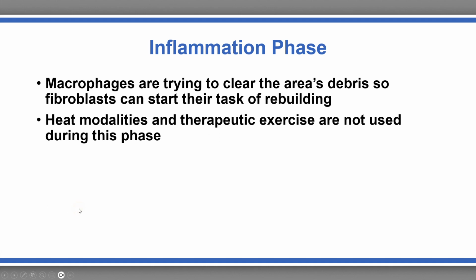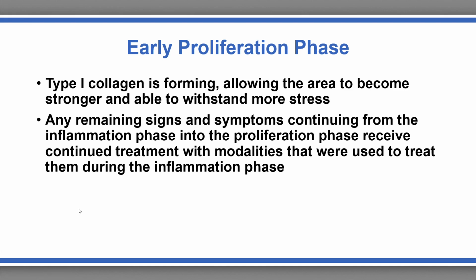Now let's move on to early proliferation. So we've talked about changes in collagen in terms of its formation, its configuration or arrangement or alignment, and how the end state goal, that collagen formation in an appropriate configuration or alignment, can ultimately provide a very strong and resilient tissue. Early in the proliferation phase, you have type 1 collagen that's forming, allowing the area to become stronger and withstand stress.